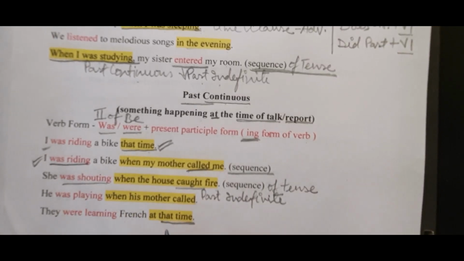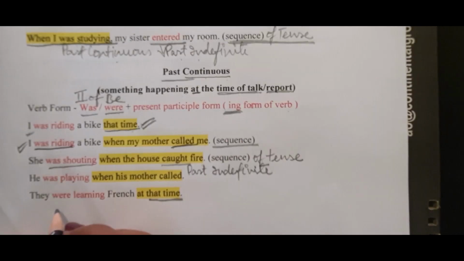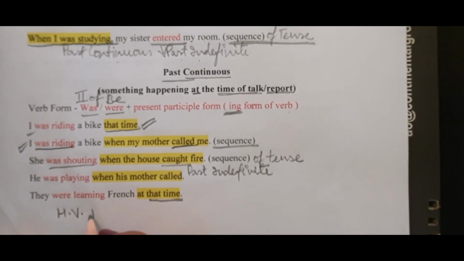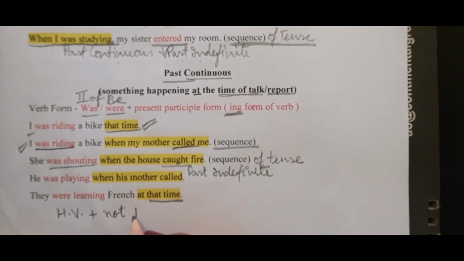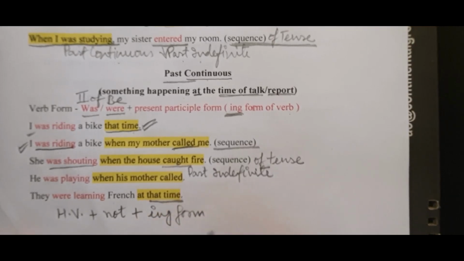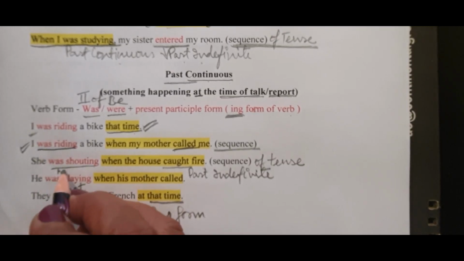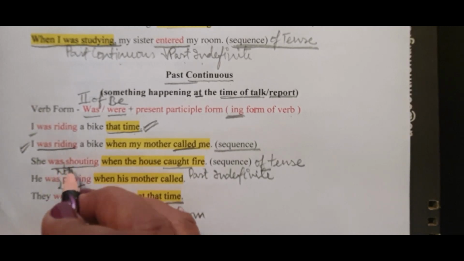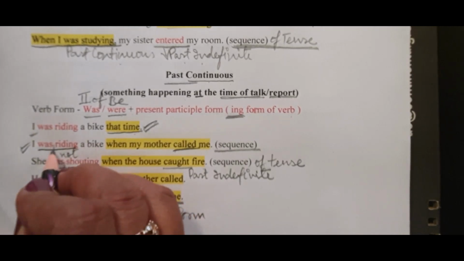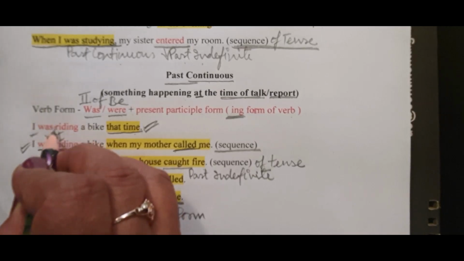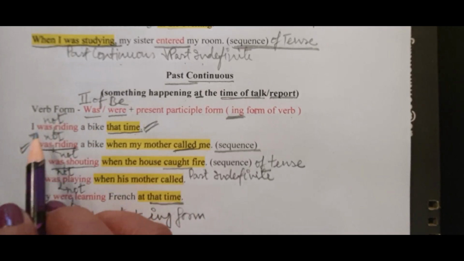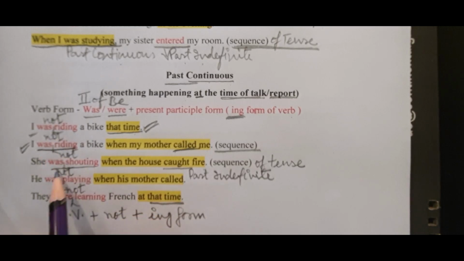So I hope you are able to understand. Again, I'm telling you how to change it into negative: helping verb with not and then main verb or ing form of verb. Just to add not. When helping verb is given, it's very easy to make negative sentence. Just add was not riding, was not shouting, was not playing, was not learning.